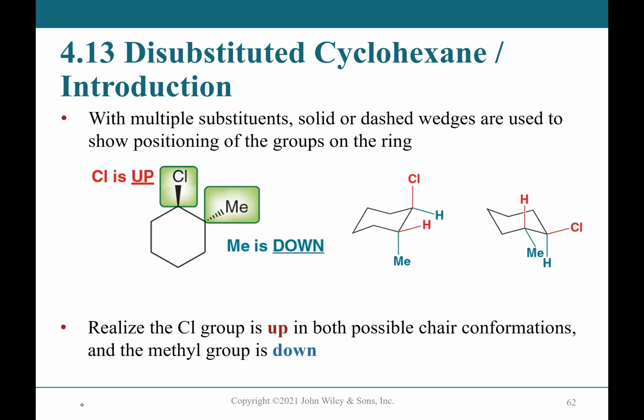So with multiple substituents, solid or dashed wedges are used to show the position of the groups on the ring. So solid means coming out of the screen towards you. The dash means it's going down into the screen away from you.